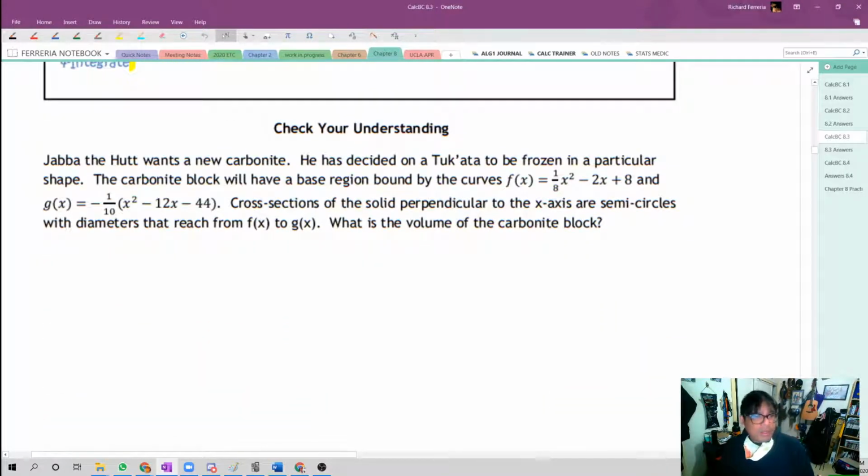Jabba the Hutt wants a new carbonite. He decided on a tuk-ata to be frozen in a particular shape. The carbonite block will have a base region bound by the curves f of x equals 1/8 x squared minus 2x plus 8, and g of x equals as you see. The cross sections of the solid perpendicular to the x-axis are semicircles with diameters that reach from f of x to g of x. So what is the volume of this carbonite block?